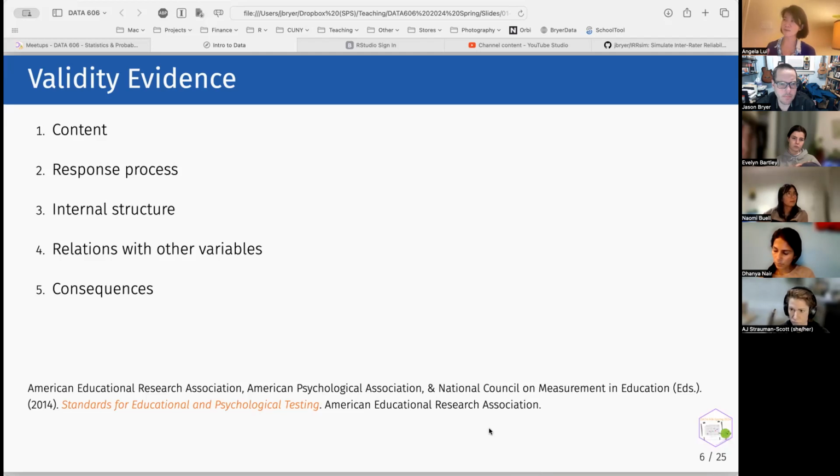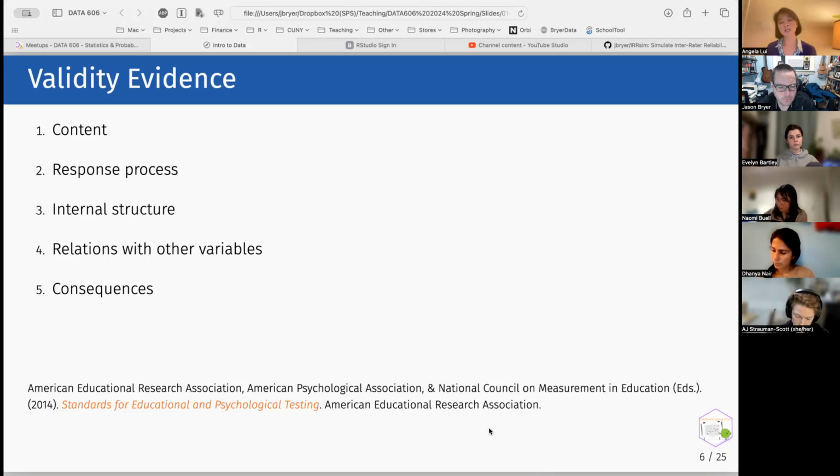Content, very briefly, is: is the content within that measure appropriately covering that construct, right? Then response processes is about whether the participants or our target audience are interpreting and responding to those items the way that we intend. If they don't, then those items are not really gathering the information that we intend, and so that would not be valid.